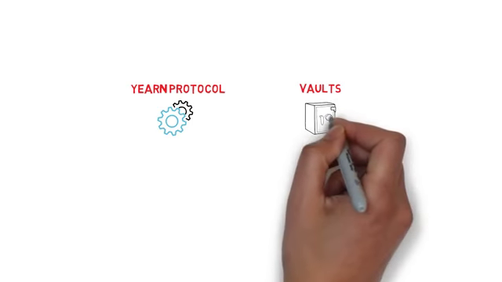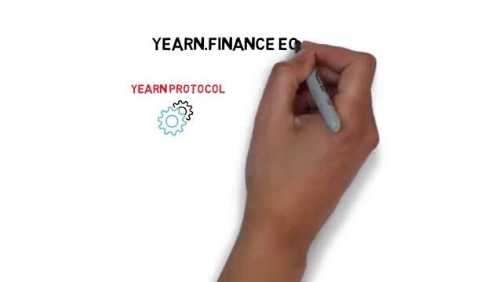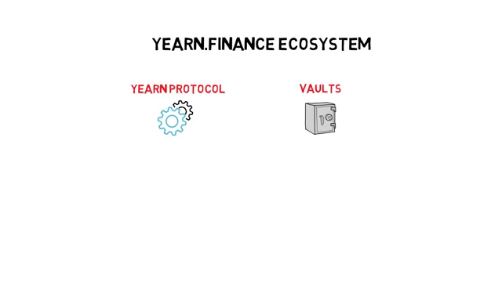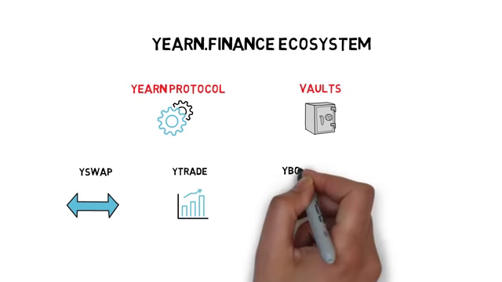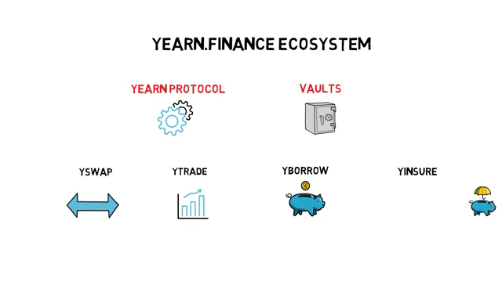Although the yEarn protocol and most recently the vaults are at the core of the yEarn finance ecosystem, there are also other services such as ySwap, yTrade, yBorrow, and yInsure that are outside of the scope of this video. You can look them up by checking some of the links I'll put in the description box below.